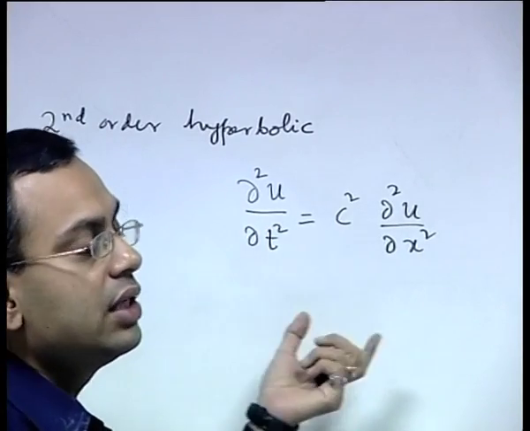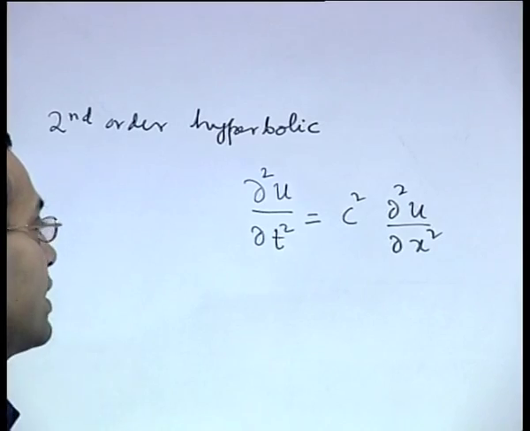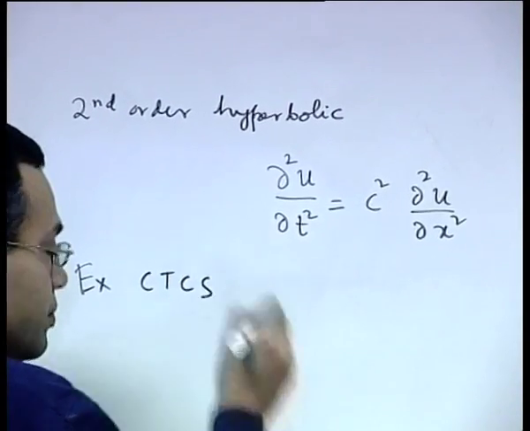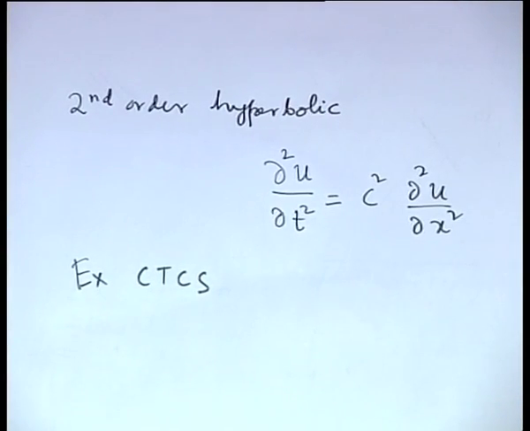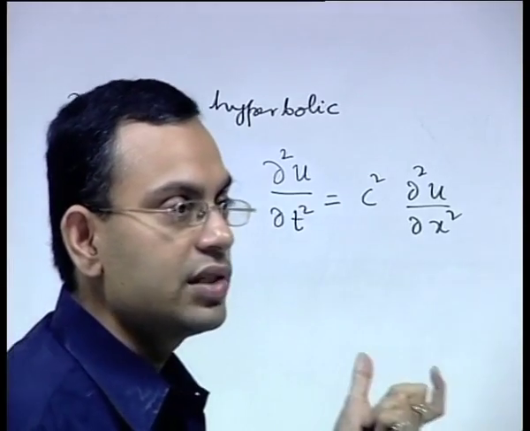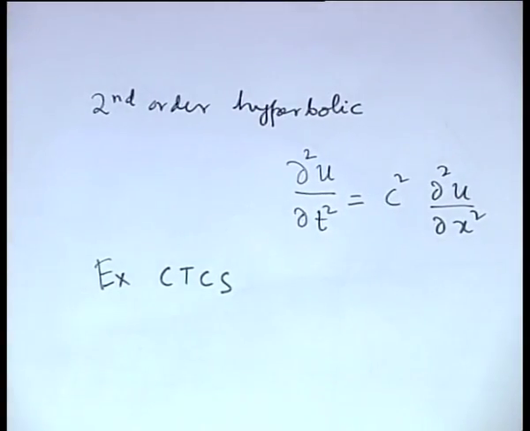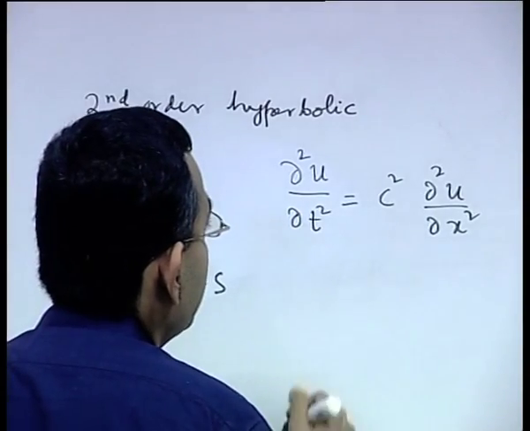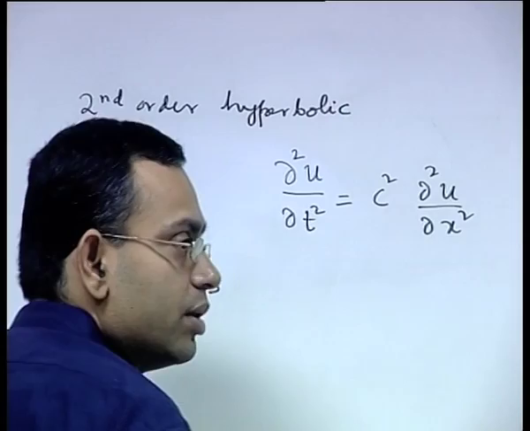So let us say that this is the prototype equation and we want to study the corresponding discretization and its stability. Its discretization can be done in many ways. We will consider one example that we discretize it by CTCS scheme, because we have examined through the first order equation that CTCS scheme gives a good stability behavior. So we want to use it for the second order equation also.